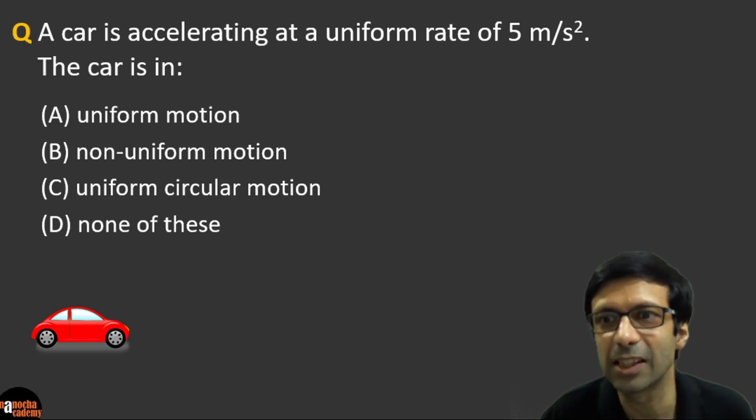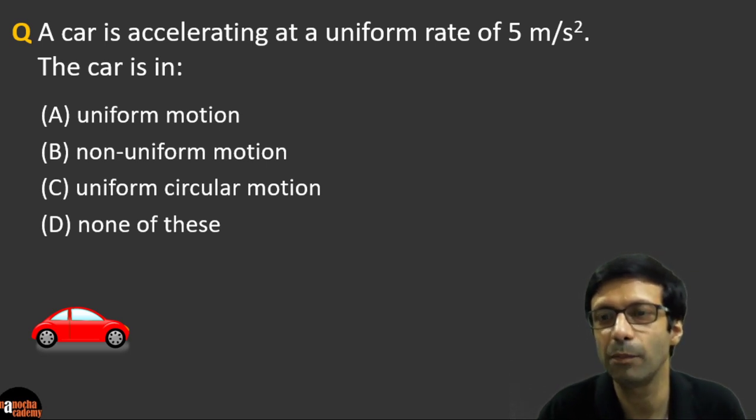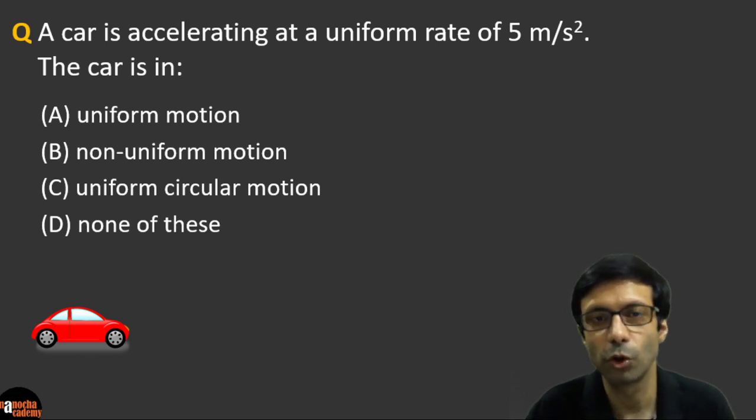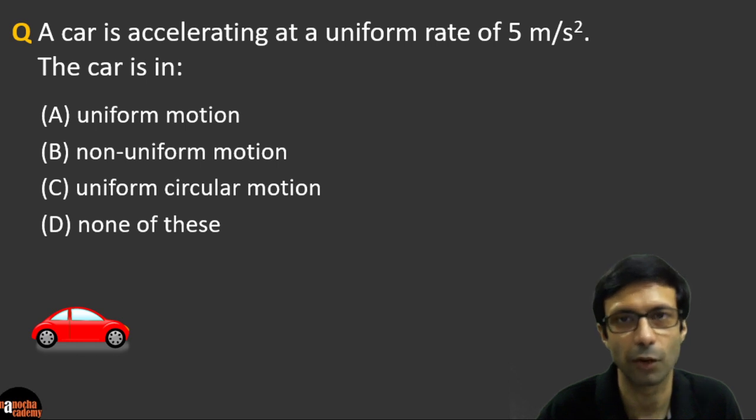A car is accelerating at a uniform rate of 5 meters per second square. So is the car in uniform motion, non-uniform motion, uniform circular motion, or none of these?